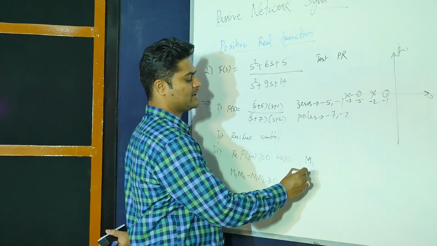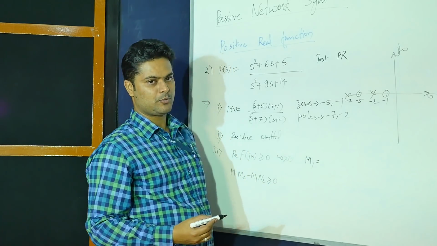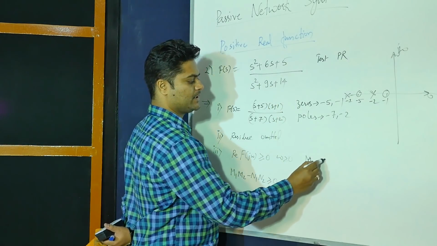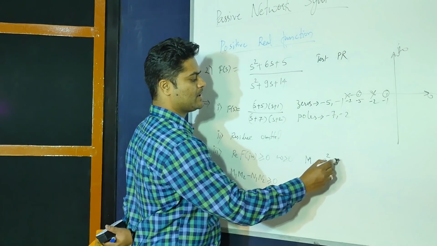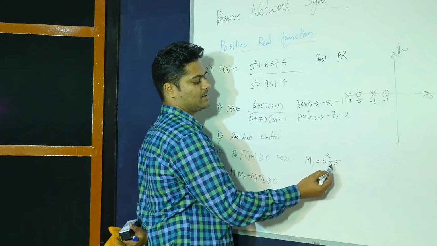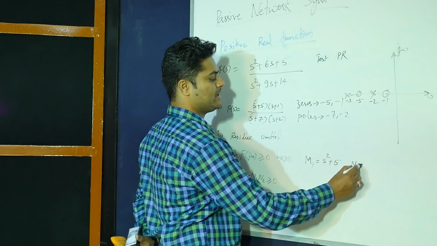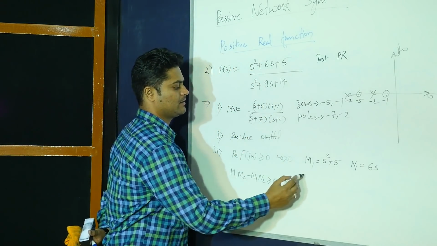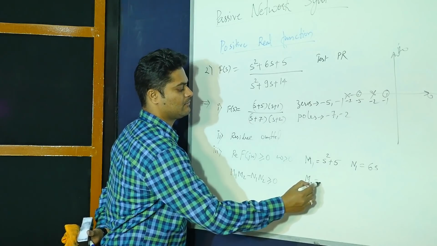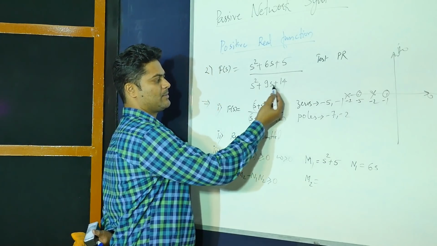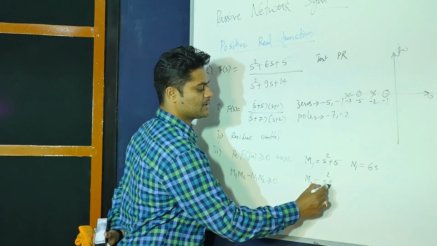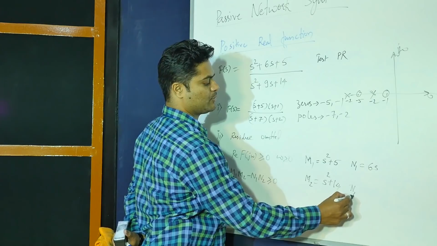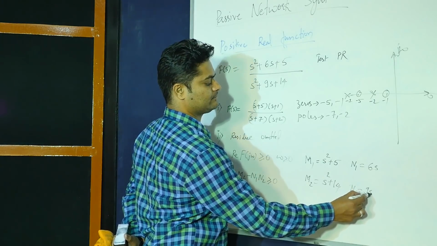m1 is the even polynomial of the numerator, which is s square plus 5. The odd polynomial n1 is 6s. For the denominator, m2 is s square plus 14, and the odd polynomial n2 is 9s.